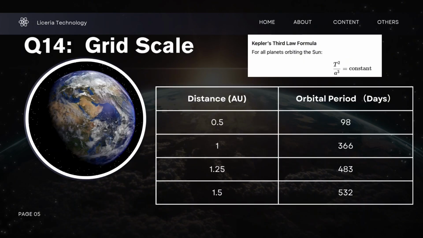I set up circular orbits at distances of 0.5, 1, 1.25, and 1.5 AU, and recorded their orbital periods. As the orbital distance increases, I observe that the period also increases. This trend is consistent with Kepler's third law, which describes the relationship between a planet's distance and its orbital time.